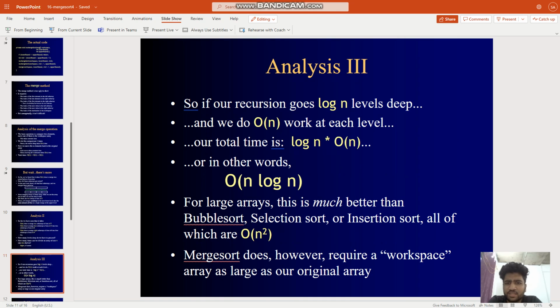So if our recursion goes log n levels deep and we do order of n work at each level, our total time is log of n multiplied by order of n, or in other words order of n log n. For large arrays this is much better than bubble sort, selection sort or insertion sort, all of which are order of n square. Merge sort does, however, require a workspace array as large as our original array.